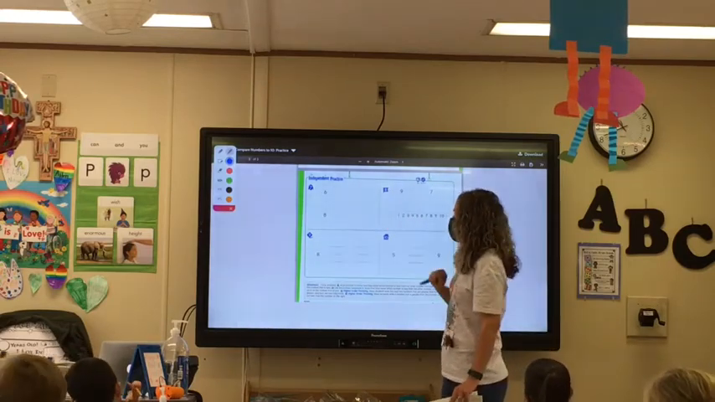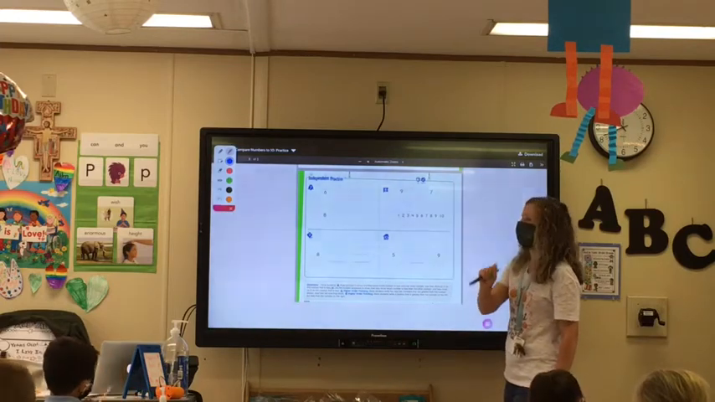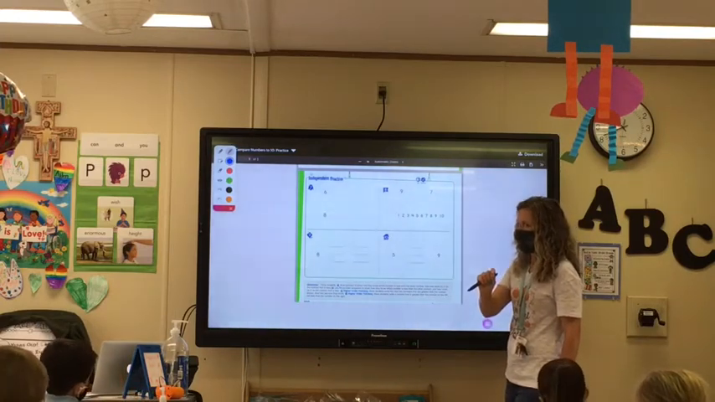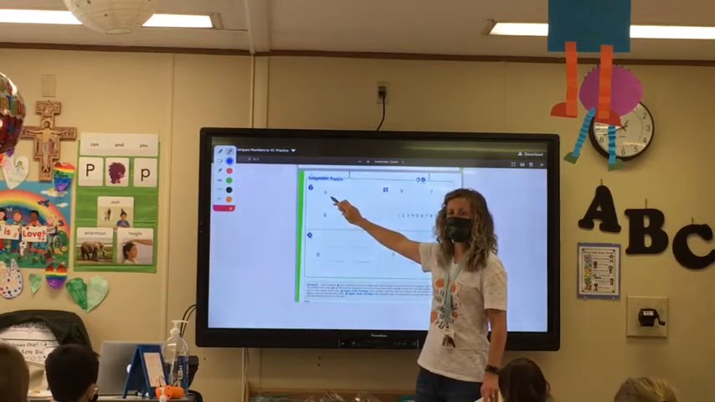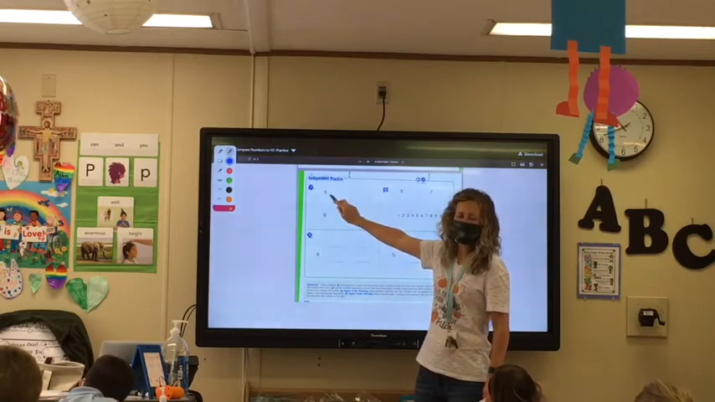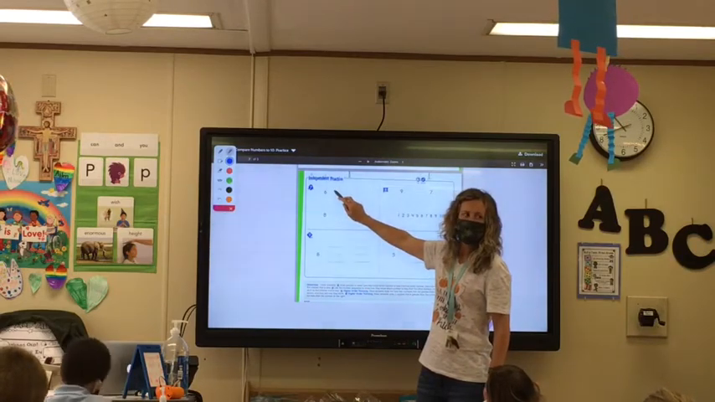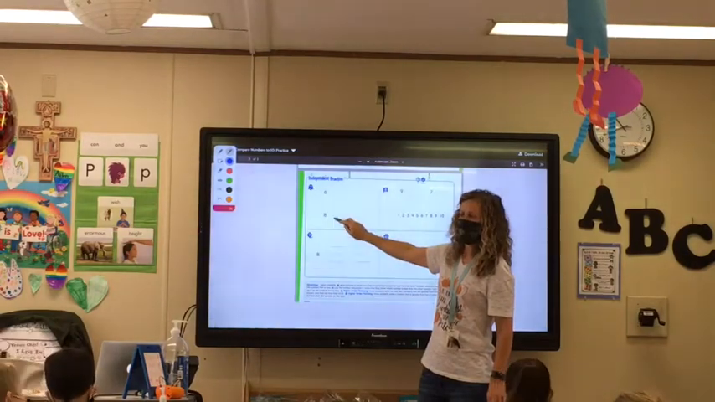Okay, so number 7 says, draw pictures to show that you know which number is less. So first, draw counters to represent this number. Go ahead. Draw counters to represent this number. Count it out. And then draw counters for the second number.